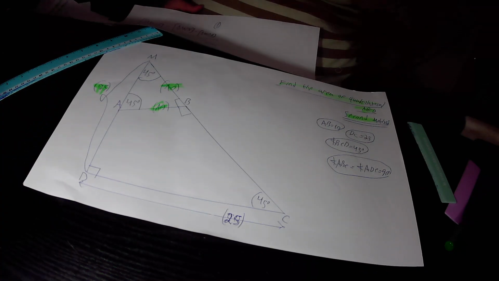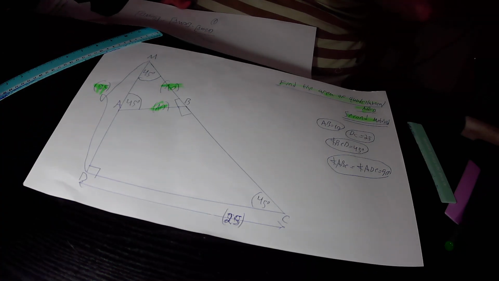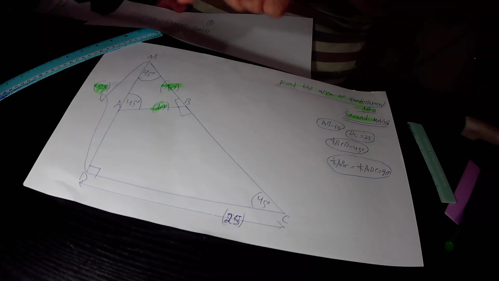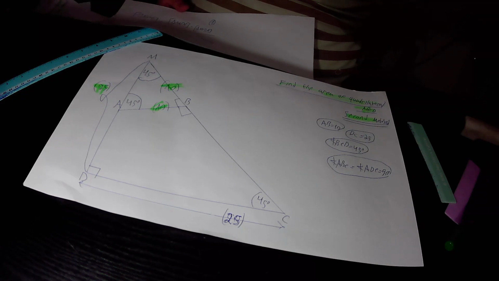So in both methods, we found that the area we are looking for in this question, that is the area of this quadrilateral ABCD, is equal to 262.5 square units in size.